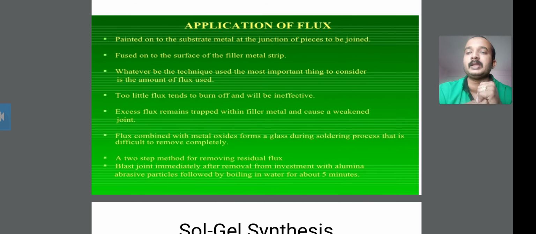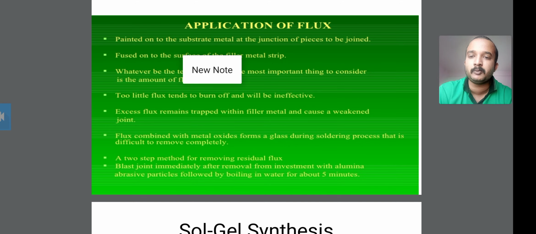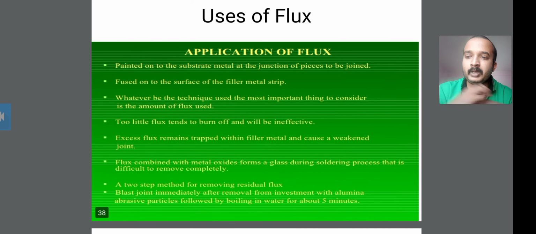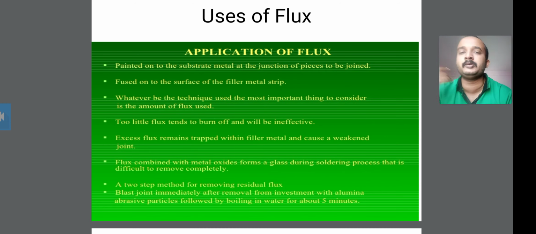Secondly, there is a two-step method for removing the residual flux. The joint is blasted immediately after removal from the investment, using alumina abrasive particles, followed by boiling in water for about 5 minutes.